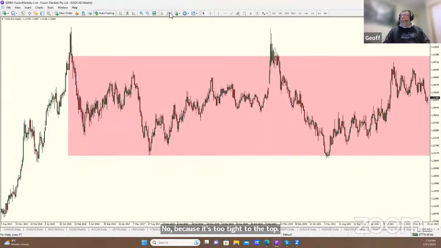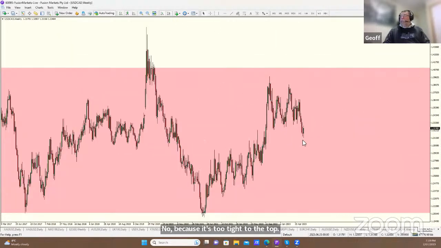Let me go back to the weekly chart. What's the weekly chart suggesting that we do? Trade it long. Now, I just said on the monthly chart that I can't trade it long right now because I'm too close to the top. But am I too close to the top on the weekly chart? No, I'm not. Can I actually trade this before I hit resistance, which is dead ahead, unfortunately?